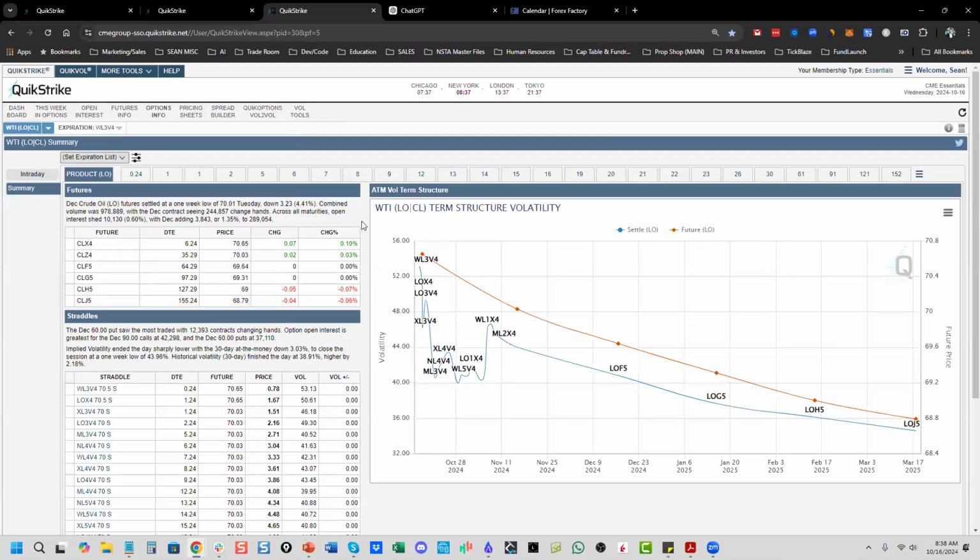Don't worry about it. First thing you want to do, you want to click on this little button here. See how it says 0.24. These numbers are days to expiration. You don't want to be doing anything other than this one. You never, ever deviate from this. No point. If you're trading today, you need today, right?